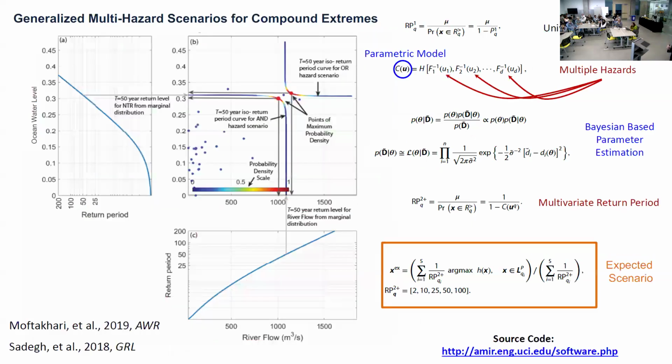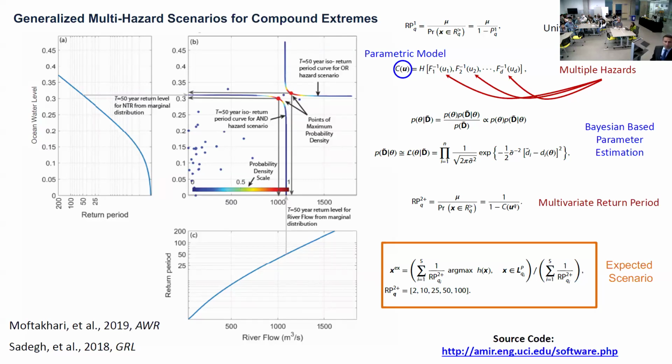So let me go a little bit deeper into hazard scenarios. What do I mean by that? When we talk about, let's say, a 100-year flood, and we are dealing with only river flow, it's a straightforward concept. But what if you have multiple drivers? Let's say ocean water level and river flow on the x-axis. So this 100-year flood or 50-year flood can be defined differently. Here are two different hazard scenarios. One is called the AND hazard scenario, the other is called the OR hazard scenario. OR hazard scenario means you're looking at flooding by either or both drivers, right? The AND hazard scenario specifically looks at two extremes happening at the same time.